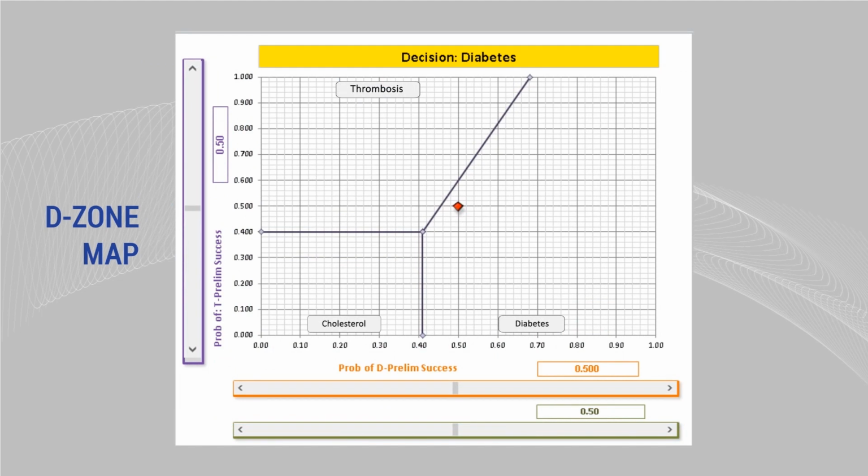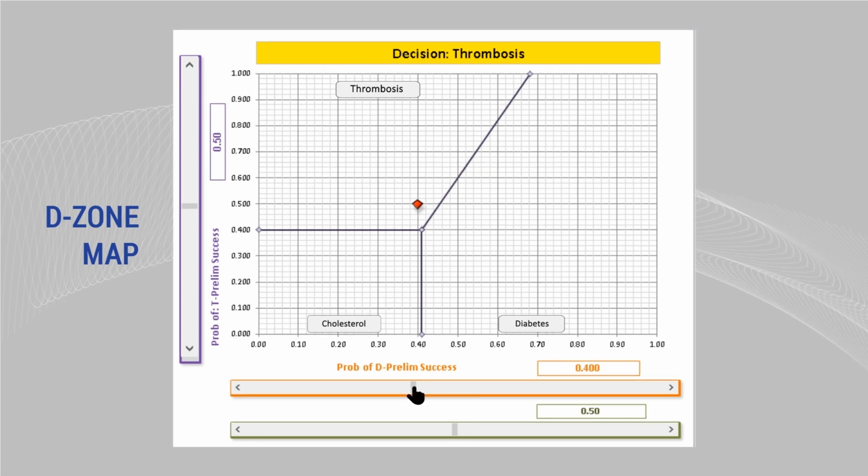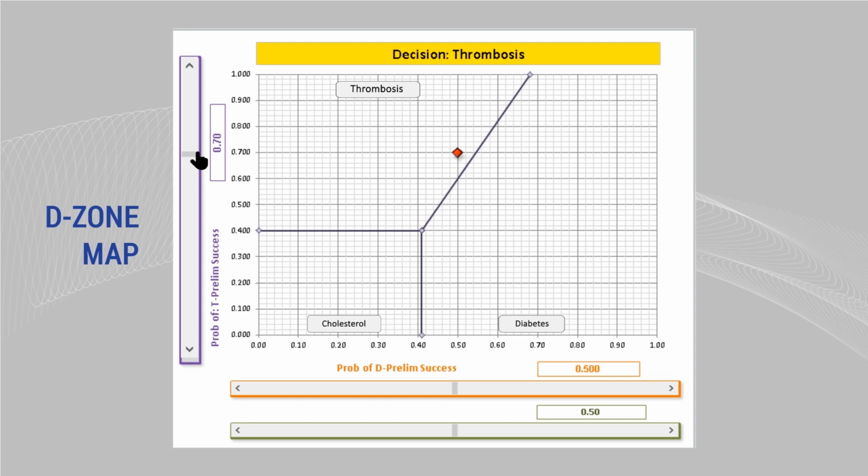Here we have 3 axes. One is for diabetes, the next is for cholesterol, and up here is the thrombosis. When I change the probability of success, the decision is thrombosis. If I change the probability of thrombosis success to 70%, again the recommendation is for thrombosis.